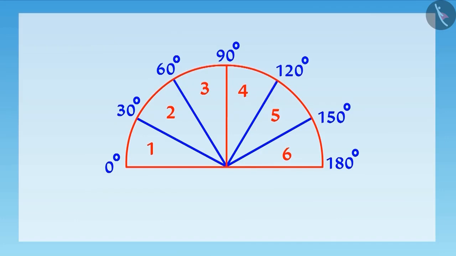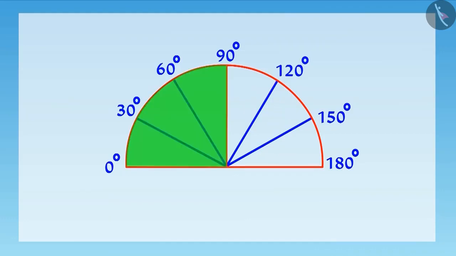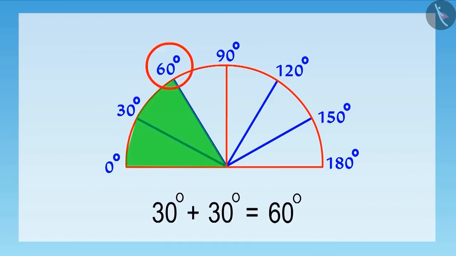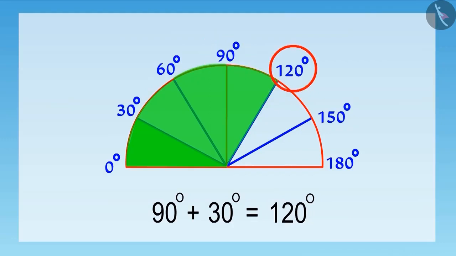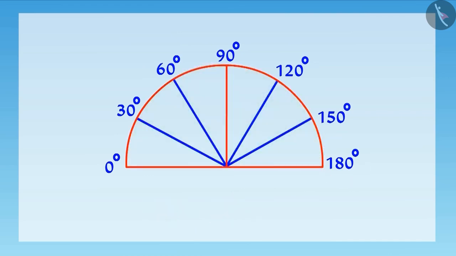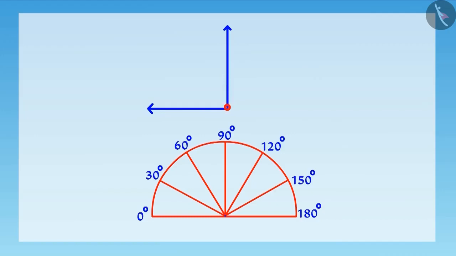Here we divide 90 degrees into 3 equal parts, and hence the measurement of each part will be 30 degrees. And if we count from 0, then this first angle will be 30 degrees, second 60 degrees. Similarly, on adding 30 degrees to each of these angles, the last angle will be 180 degrees. Here, our protractor is ready.